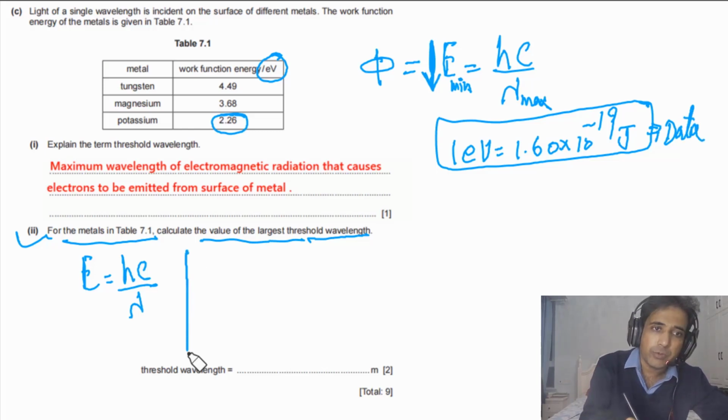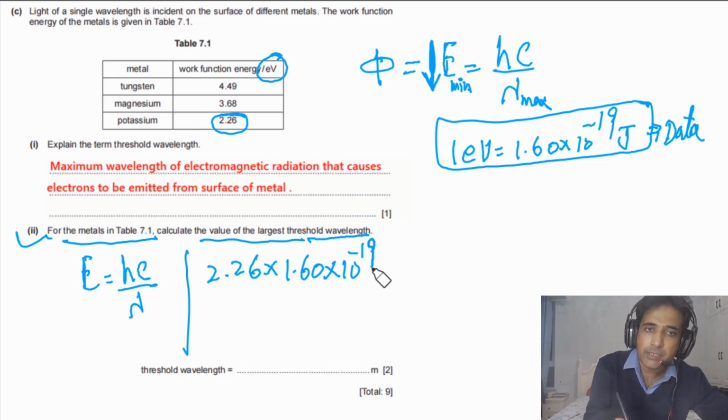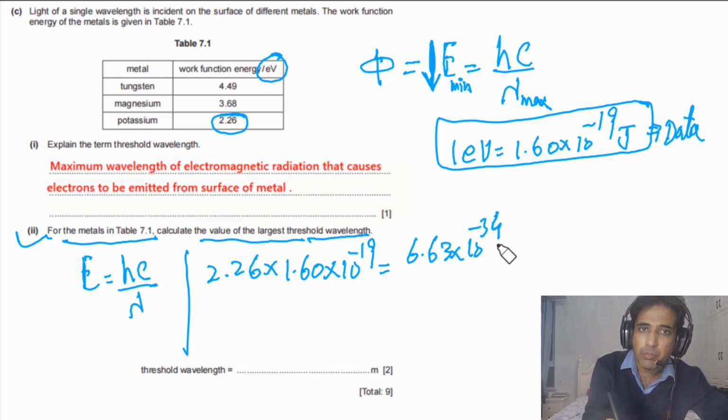So now simply we can plug in values. E is 2.26 times 1.60 times 10 to minus 19, and the value of h, Planck's constant, is 6.63 times 10 to minus 34, and c is a constant, 3.0 times 10 to 8, and the value of lambda we need to find out, so we can say this is lambda naught.